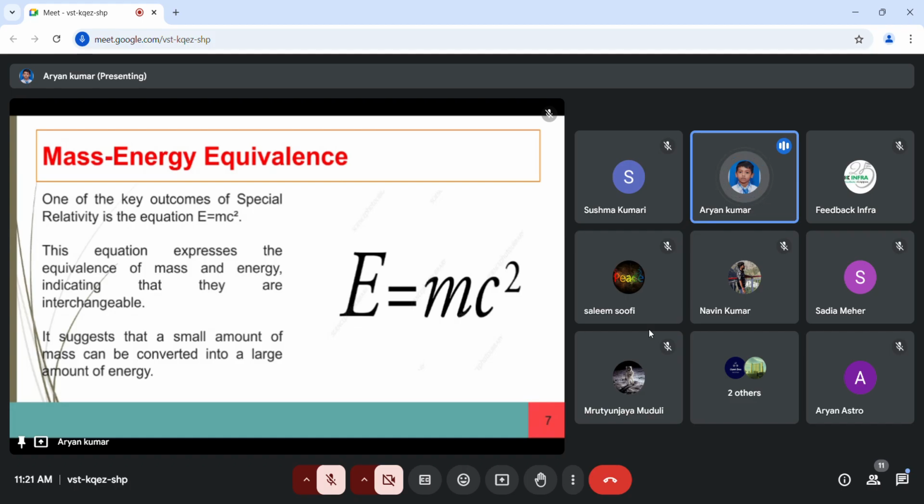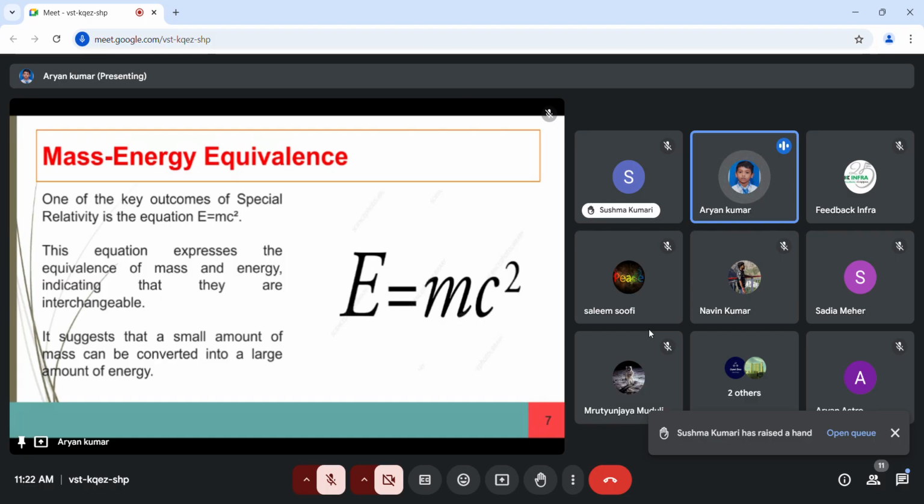And this is real, and some examples are the nuclear power plant, particle accelerators, stars, and supernovas. So this is the mass energy equivalence, E equals mc squared. Ladies and gentlemen, any questions for me?